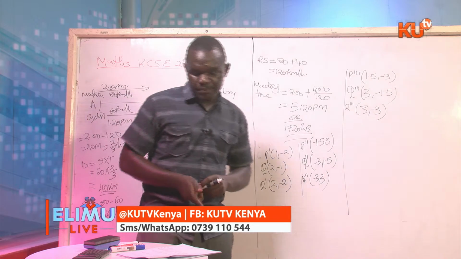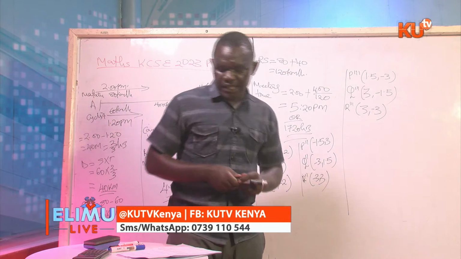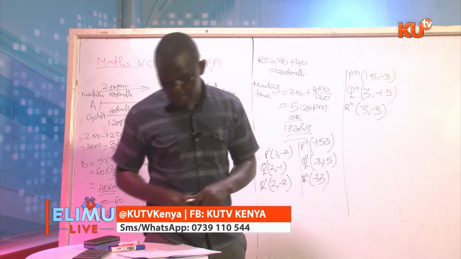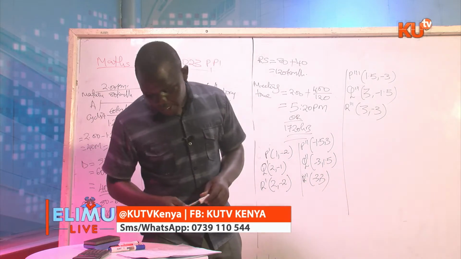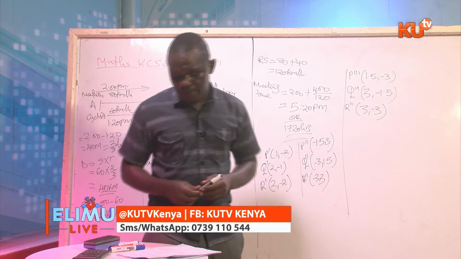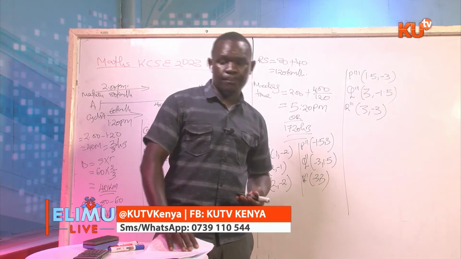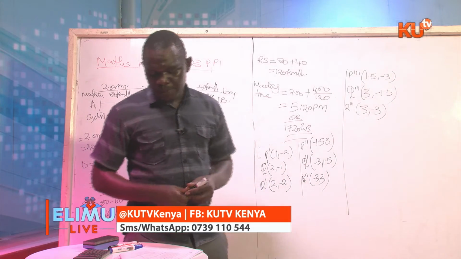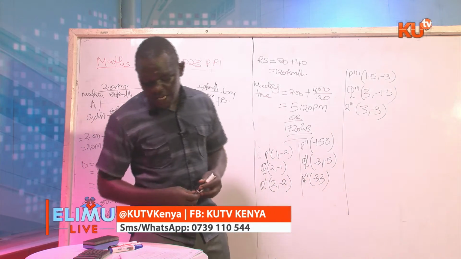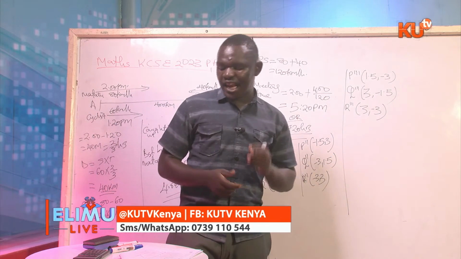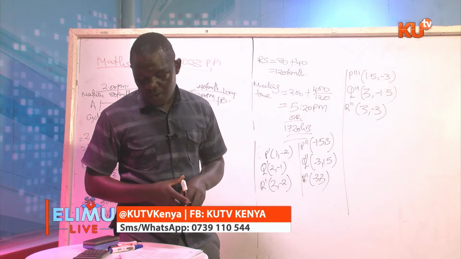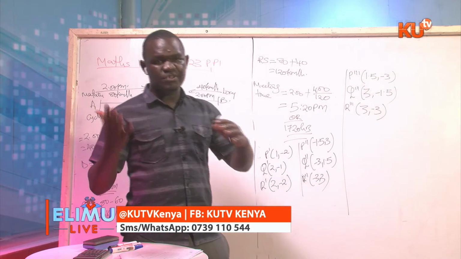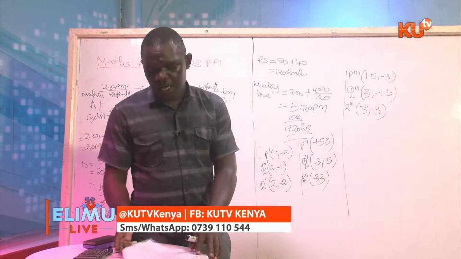Now, I want to get into the last bit of it, that is part B. Describe a single transformation that maps triangle P prime, Q prime, and R prime onto P triple prime, Q triple prime, and R triple prime. If you've drawn it very well, you will see that P triple prime, Q triple prime, and R triple prime is the enlargement of P prime, Q prime, and R prime. It has increased in size.